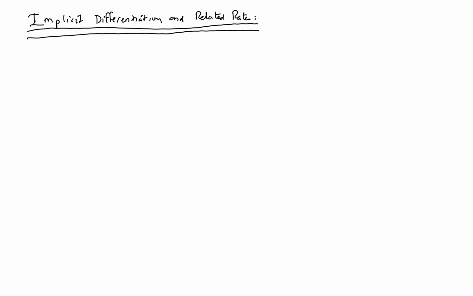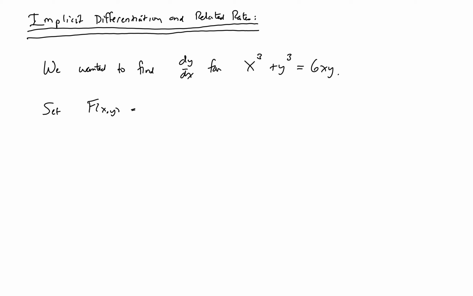Okay, so in the flipped class video, we wanted to find dy dx for the curve given by x cubed plus y cubed equals 6xy. The way we did this in that video is we set f of x, y to be x cubed plus y cubed minus 6xy. And then our curve here is given by f of x, y equals 0.